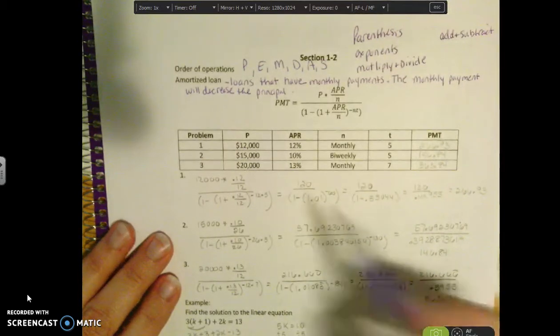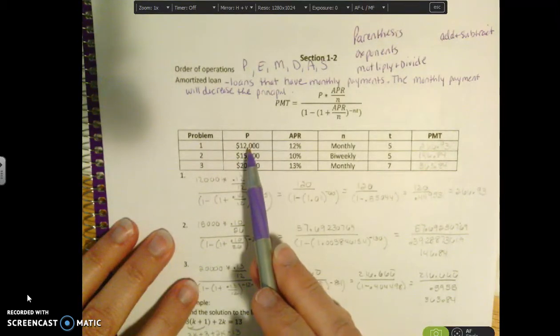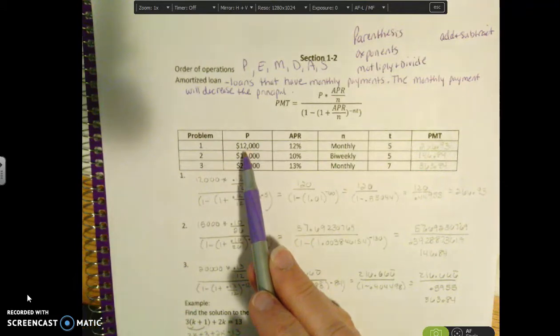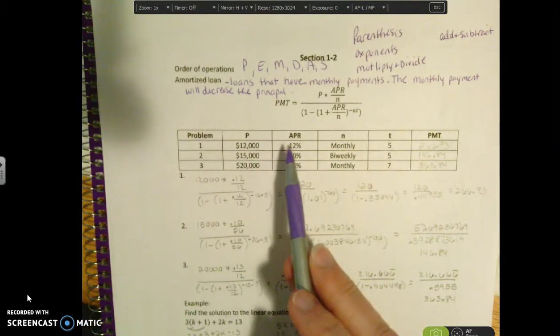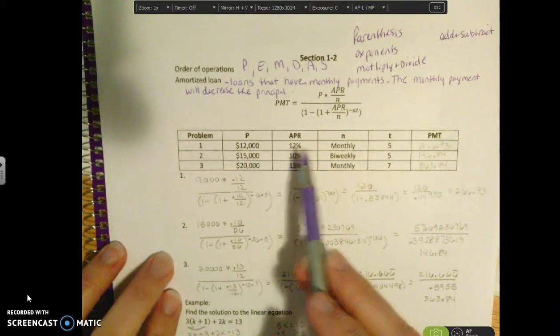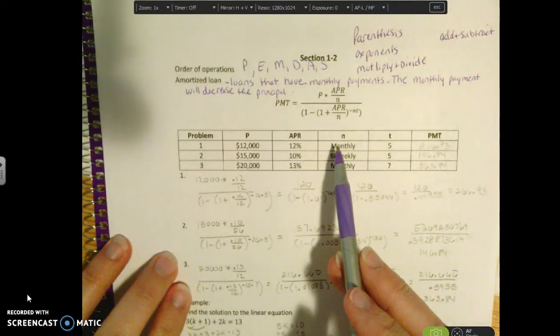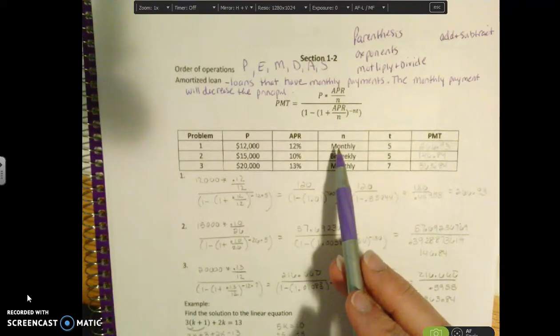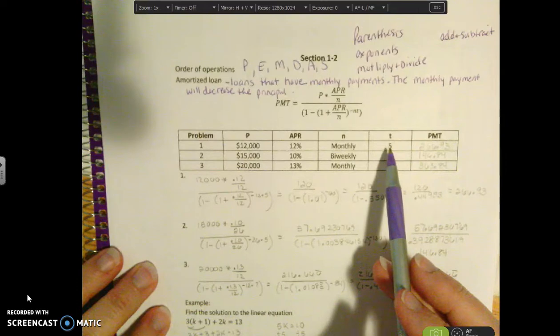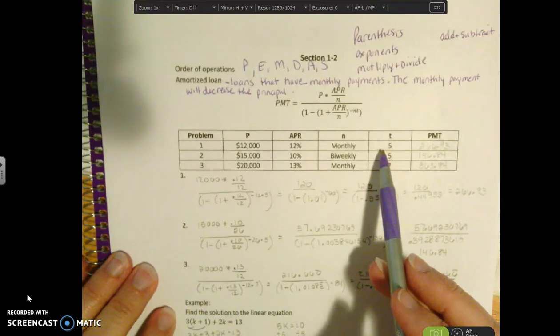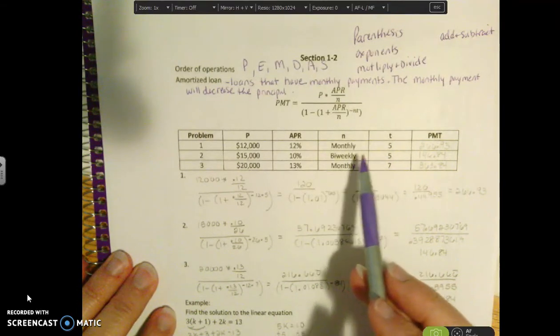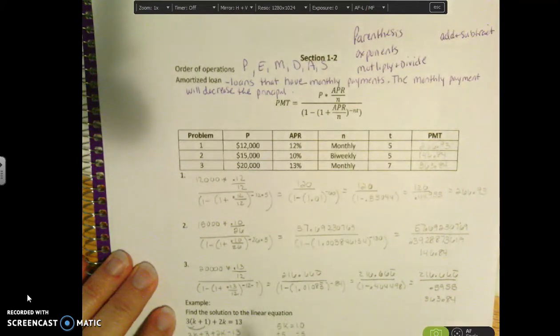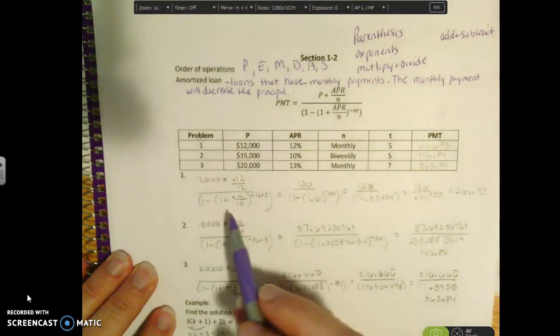So the first one, you have a principal of $12,000. That's how much you borrowed. You have an annual percentage rate of 12%. You have a monthly payment. In other words, your n value is monthly. In other words, you're paying every single month. And t is for 5 years. So that means that you're going to be paying on this loan for 60 payments because you're going to pay 12 times a year for 5 years.